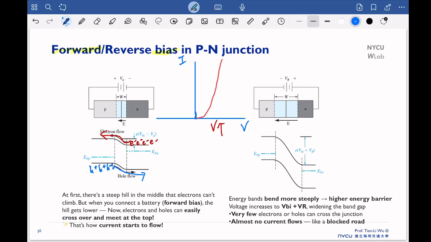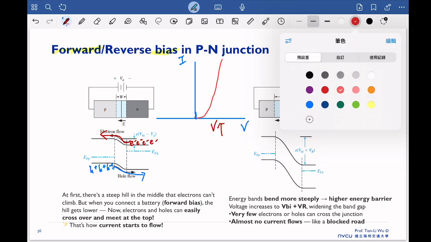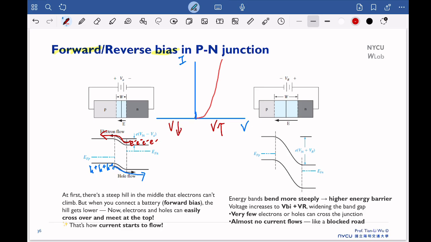The same if we apply the reverse bias, where we increase the bias in this region, which is here. This is reverse bias. Then our barrier is increased. A barrier increase means you likely won't have electron flow, and our holes cannot flow. Therefore, we can expect that once we operate this device in reverse bias, the current is flat. We don't have any current here. So this is under the reverse bias: almost no current, like a blocking road.